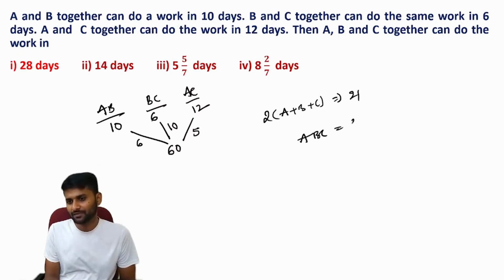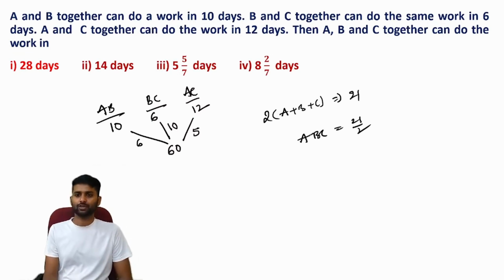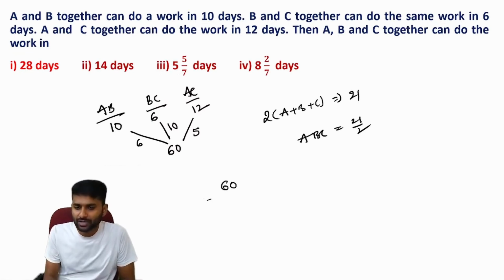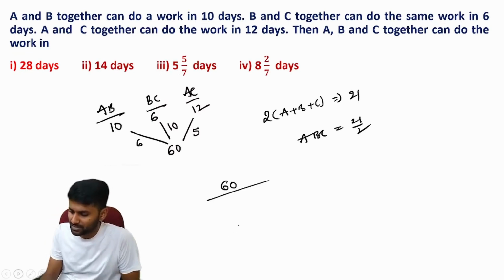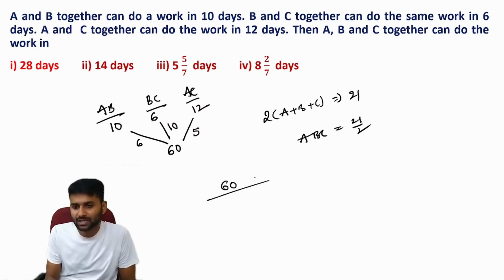Now ABC efficiency is 21 by 2. Here the question, if all work together, how much time does it take? So here the thing, we have to complete 60 units. If all work together, their efficiency is 21 by 2. Then the total answer is 120 by 21.